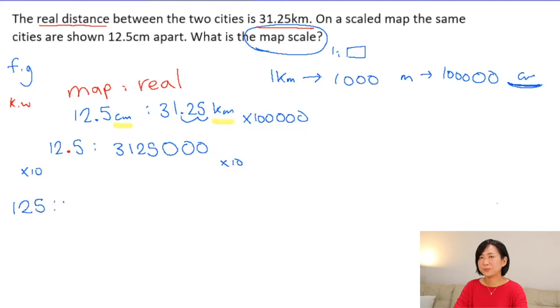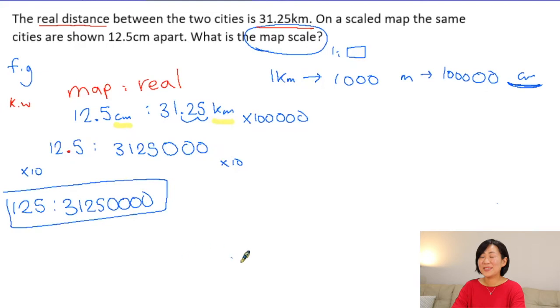Now we've got 125 to 31,250,000. Then let's simplify. It's a big number, right? We can divide both numbers by 5. So it's 25 to 6,250,000.